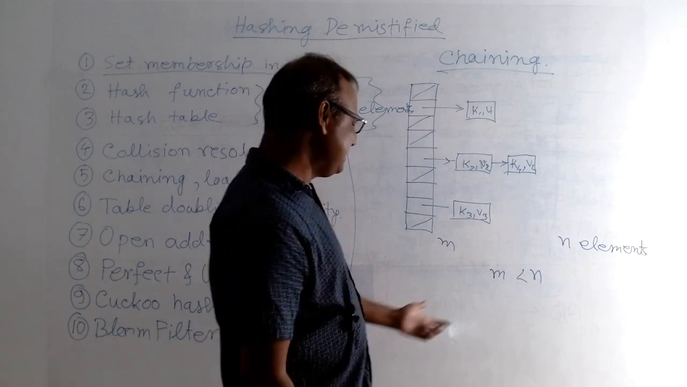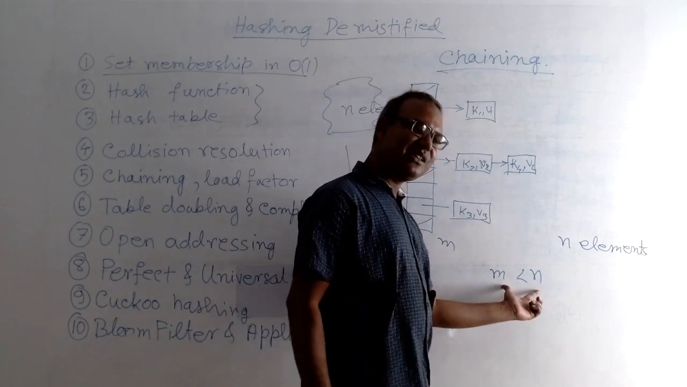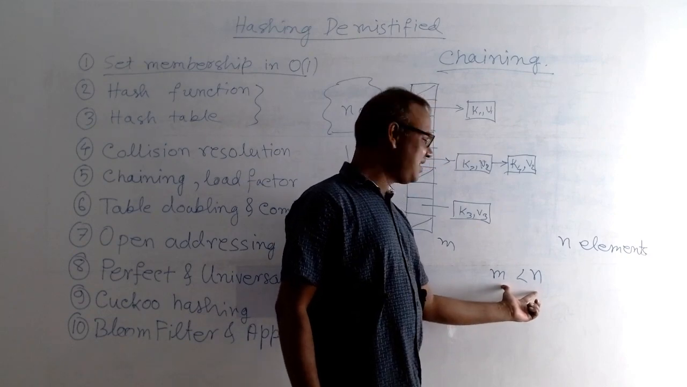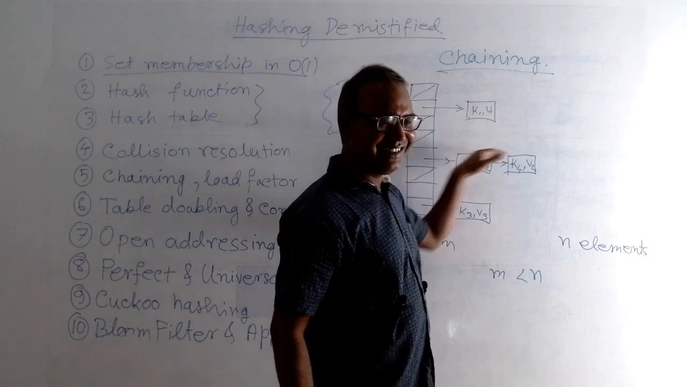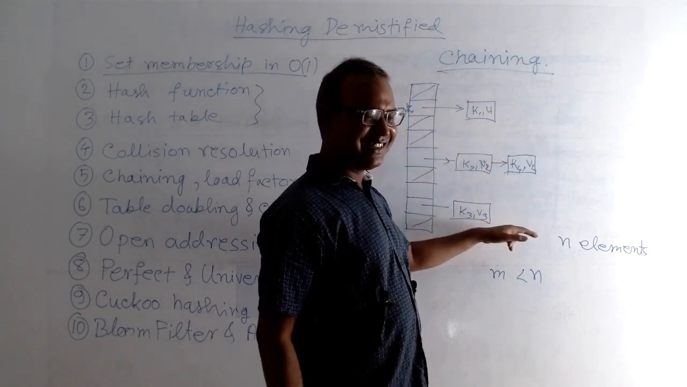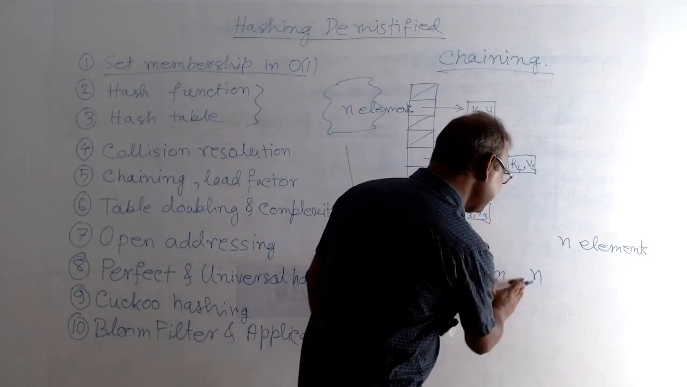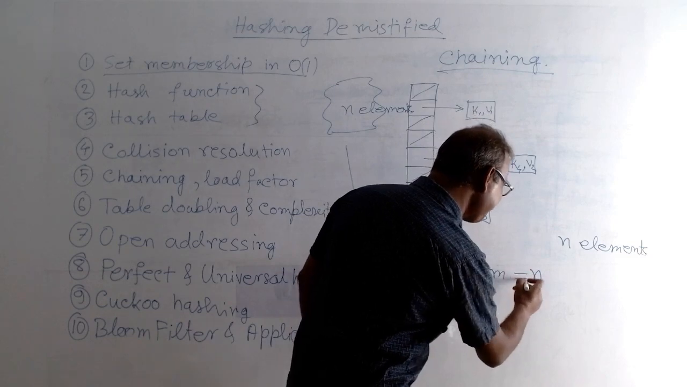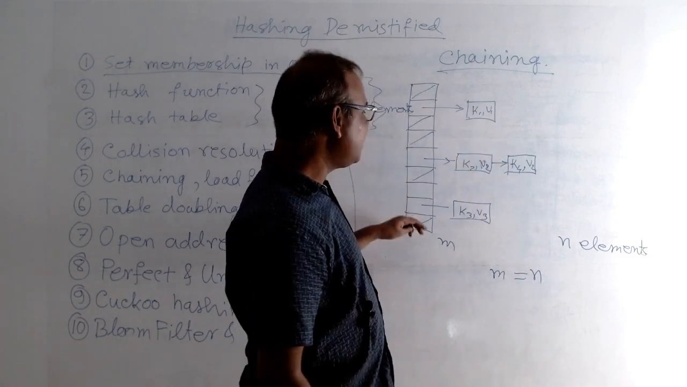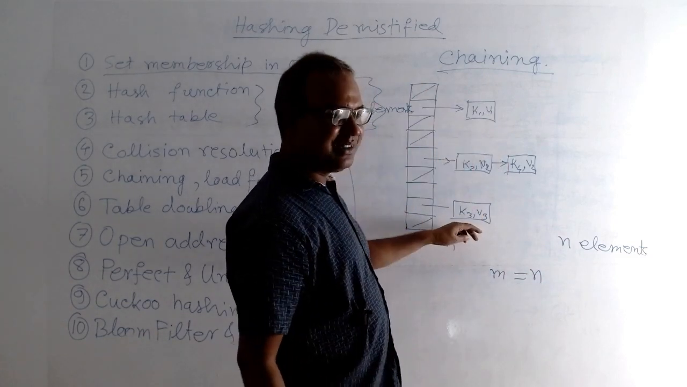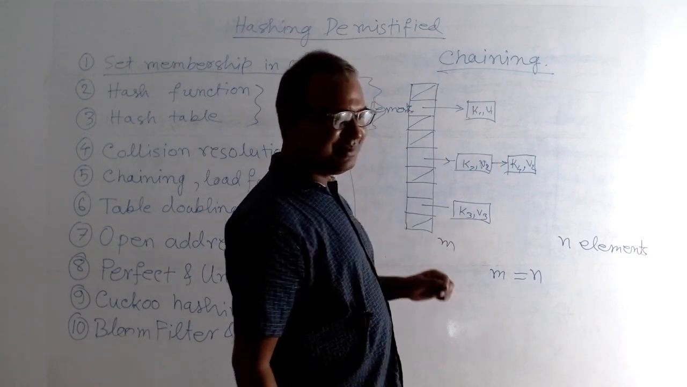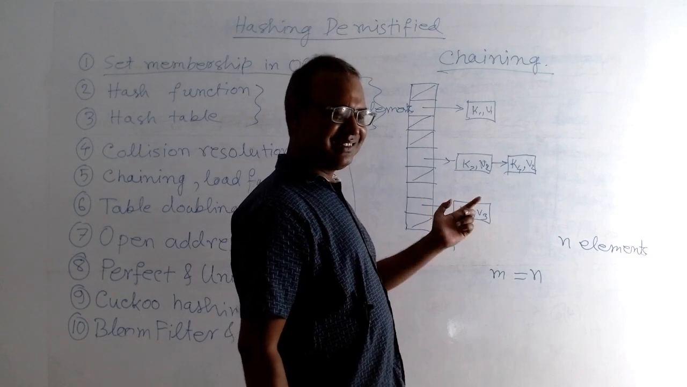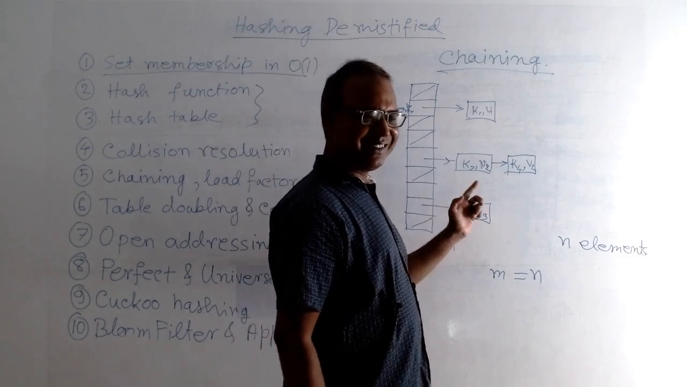It may happen. If we take m less than n, it will work, but the chain length will increase in this case. If we take m equal to n exactly, what will be the probability? The probability will be 1. Average chain length will be 1.